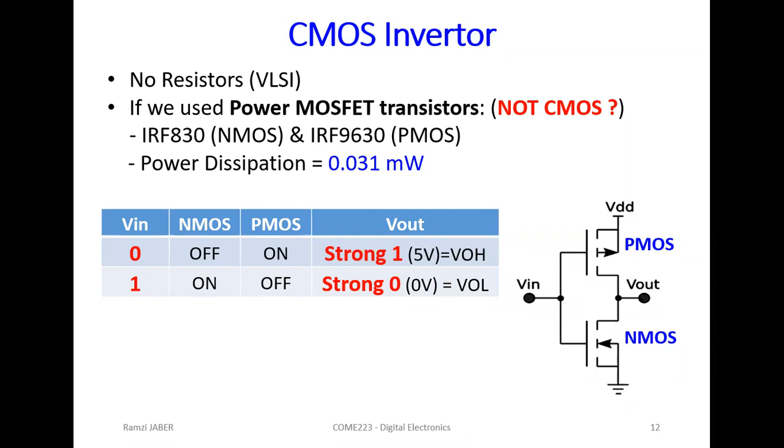So I will repeat. In VLSI circuits or nanotechnology circuits, we will not use resistors. No resistors for VLSI circuits. Why? Who can tell me why?